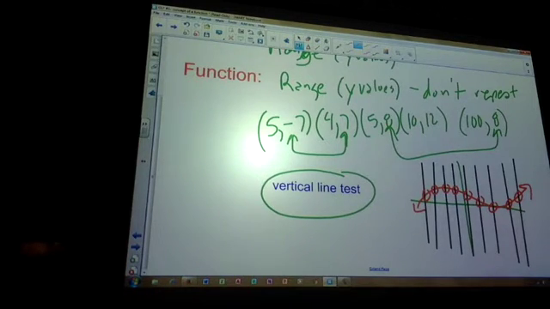Wait, touch it. Why? See how it crosses? See how the black crosses the red? Yeah. That's a one-time touch.